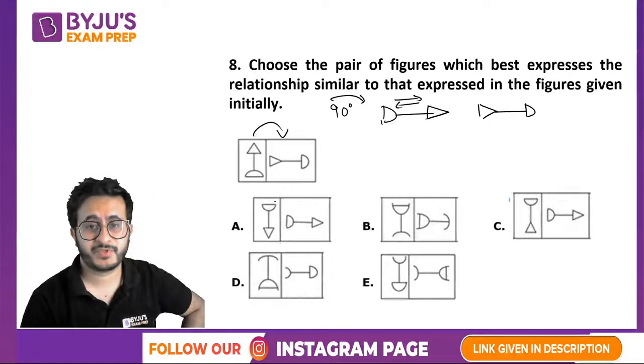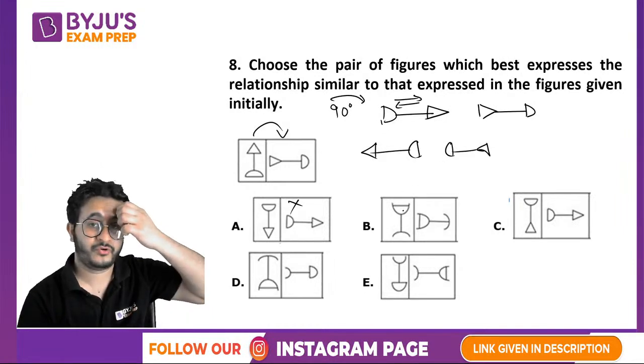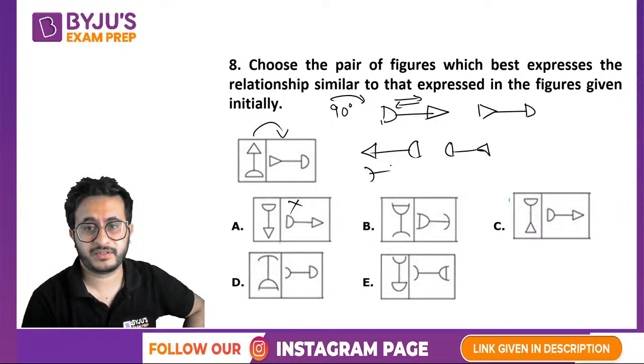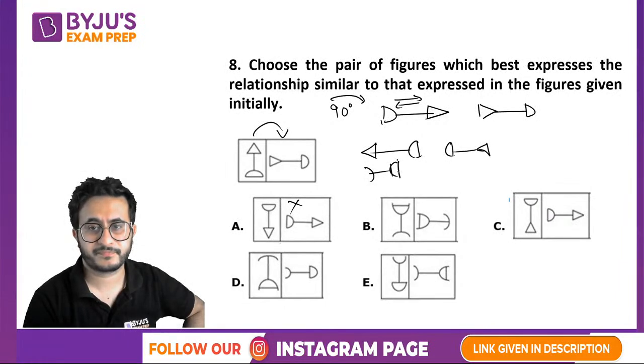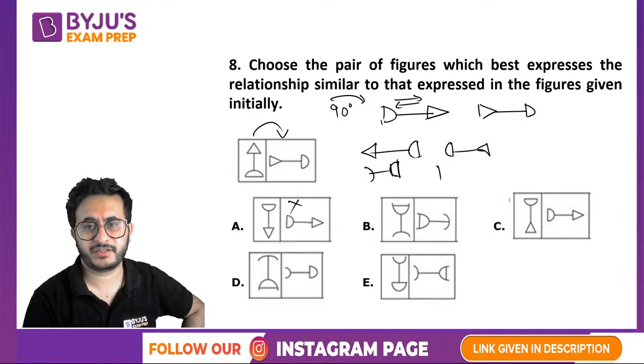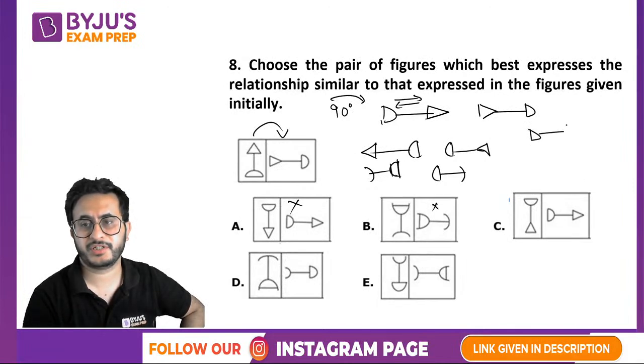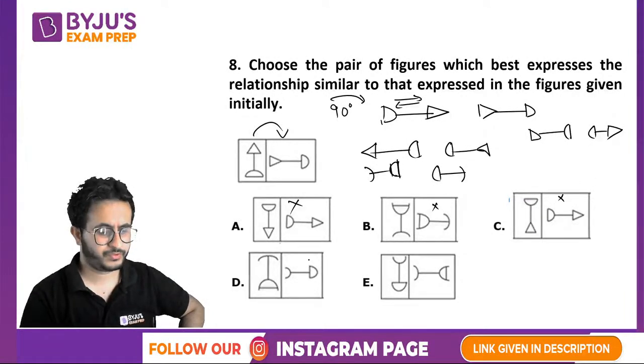So let us do the same thing. So in A, if we rotate by 90-degree, we will get something like this. And if we exchange, we will have like triangle and then D shape. Right, now that is wrong. If you go for option B, after rotation, it will look like this. And if we exchange, it will be like this. Okay, that is again wrong. Option C, after rotation, it becomes like this, and after exchange, it will look like this. Again, that is wrong.